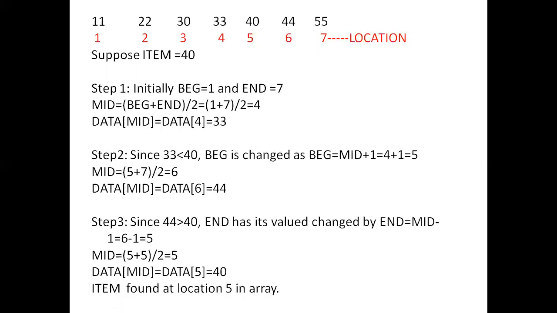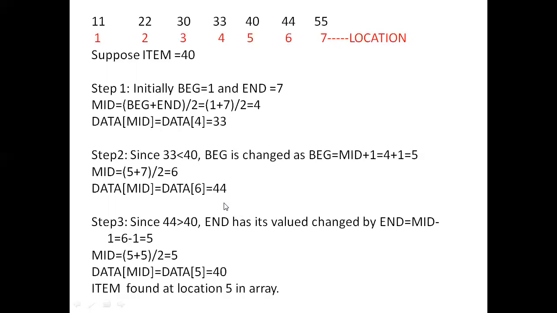Now you can observe that I am getting the data mid. Data mid is equal to data 6. In the 6th location, which element is there? Data mid is equal to data 6, which is equal to 44. So my new mid element is 44, and my new mid location is 6.